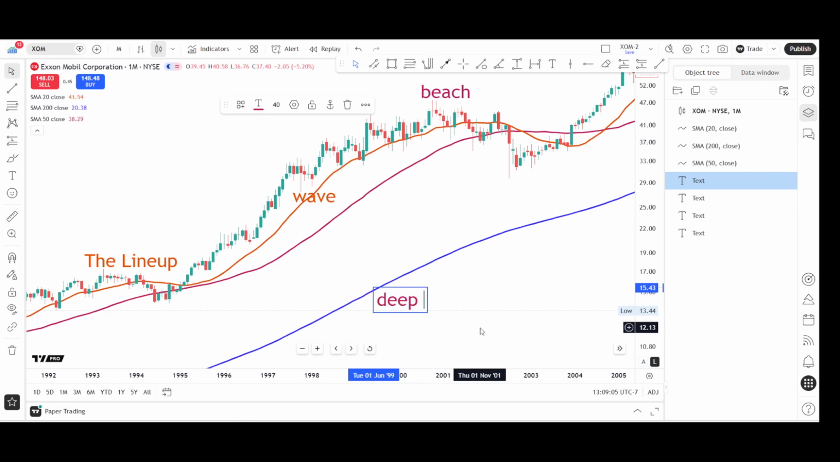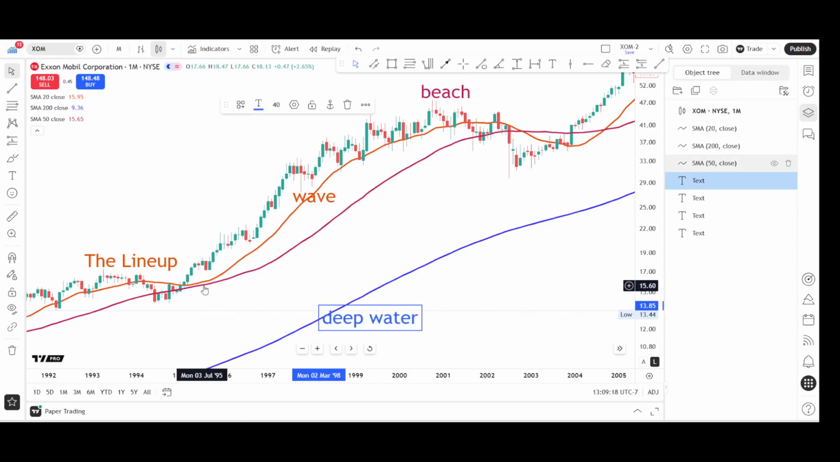Deep water ocean. We don't surf in the deep water. There will be times when the market will bounce off the 200, and we'll talk about that. But right now, we're looking for this kind of movement over here.